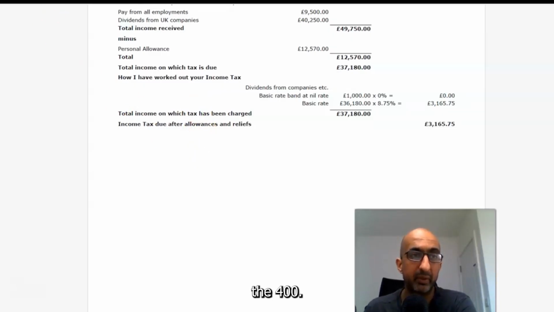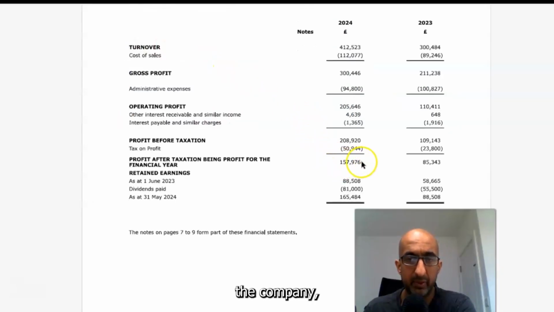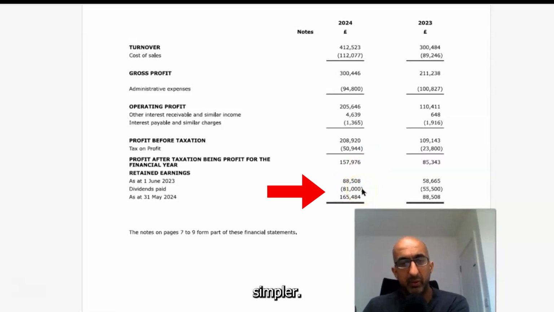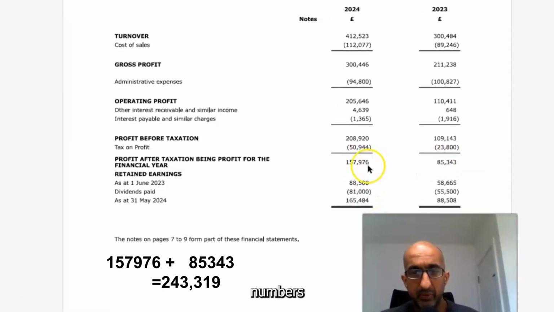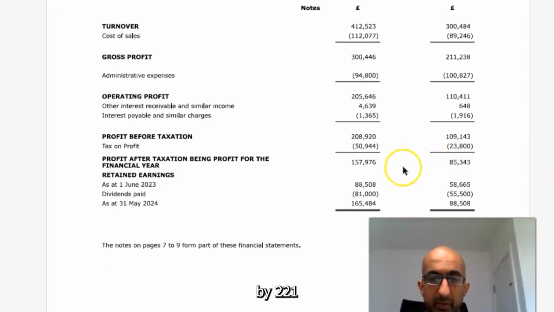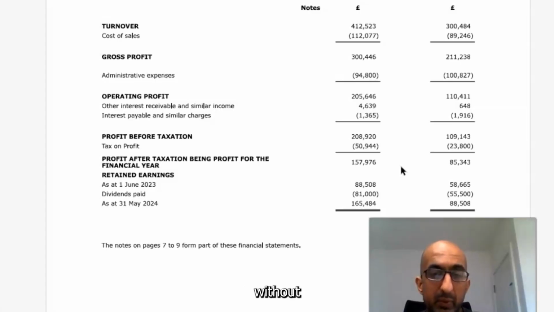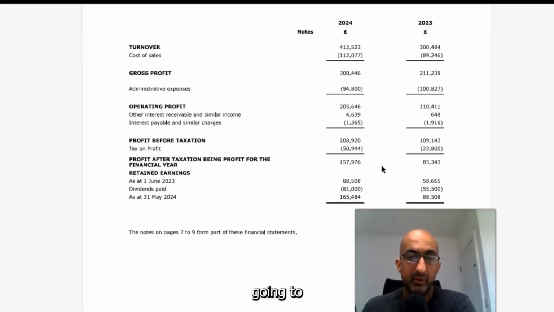It's not what they need. They need the 400. Like I said, in this year there were some dividends paid to his wife as well. But in this scenario, if you look at the profit of the company, you can see the total dividends paid. Now, to make it a lot simpler, if you average those two numbers together, it comes to 242,000 divided by 2, it's 121, plus the salary. So you can work out even without the salary, 121 is easily you can get to 400. You can get a lot higher than that, so it's boosting the affordability. So that's what I'm looking for.